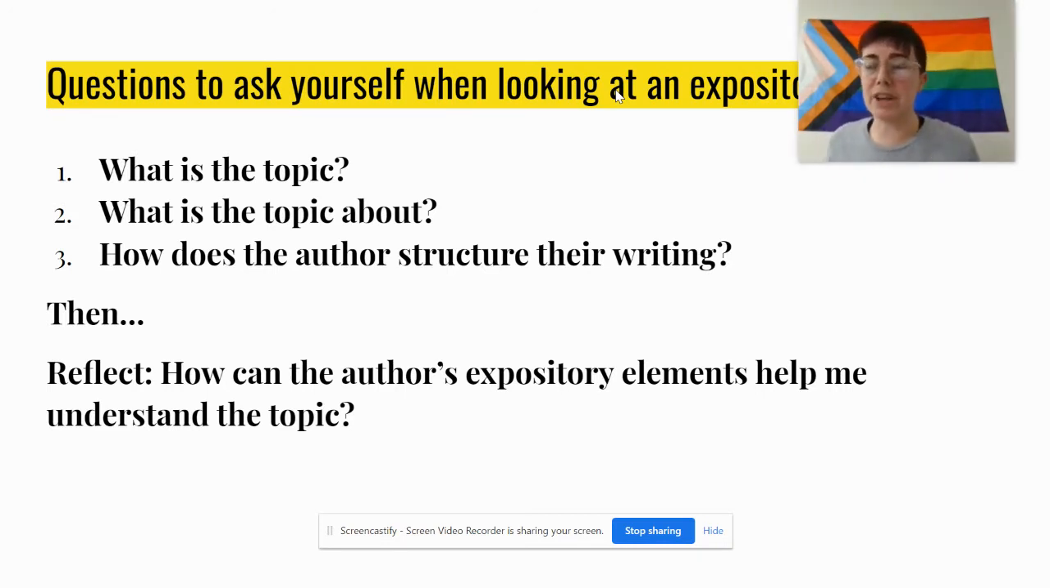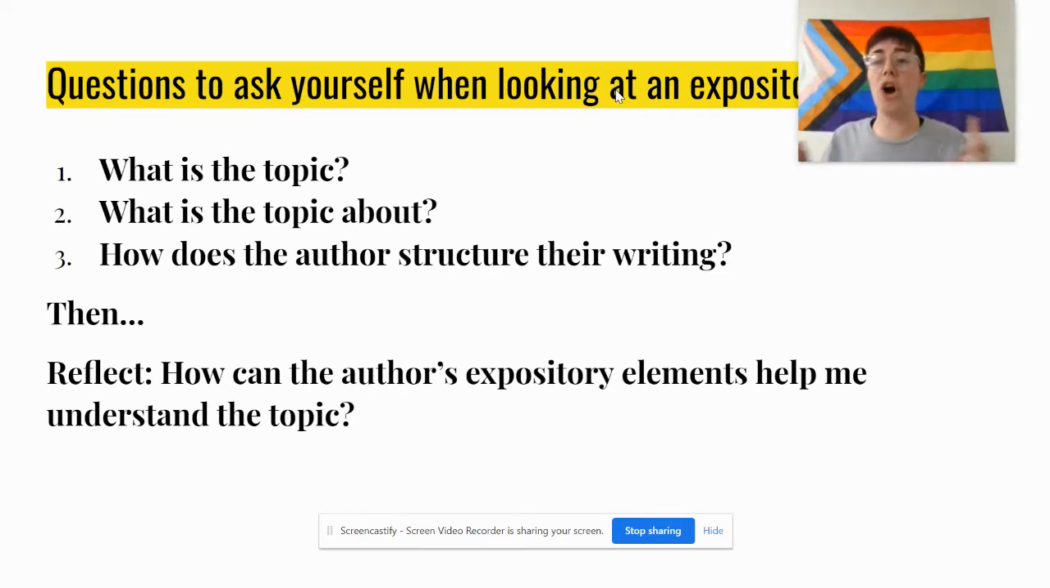Meaning, how can I figure out what this topic is supposed to teach me? Is there a summary? Is there a description? Is there something that tells me what the topic is about so I know I understand what's being told to me? And three, as a reader, how can I tell that the author is structuring their writing? Like, what structure do they use? What type of sequence do they use?